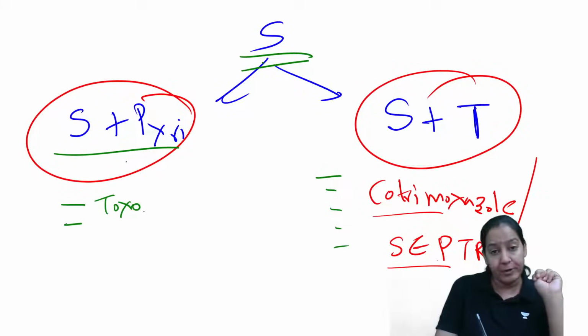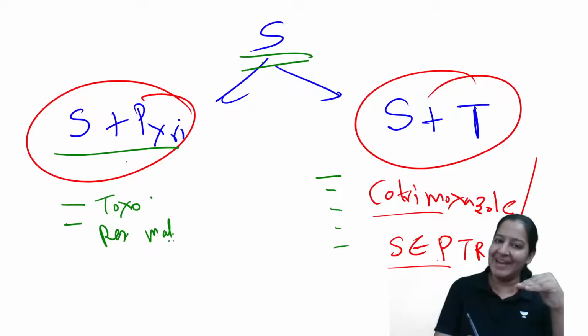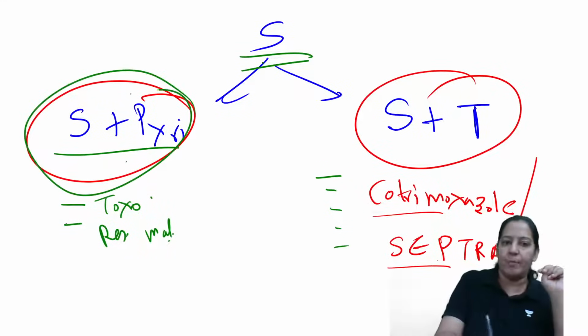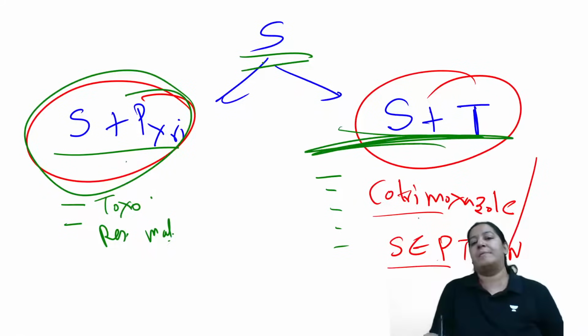Number one, toxoplasma. You know what toxoplasma is? It is a parasitic infection. And number two, resistant malaria, also a parasitic infection, plasmodium. So toxoplasma and malaria are the two uses of this combination. Okay, leave this combination. Come to the second one. Tell me the uses of Septran.